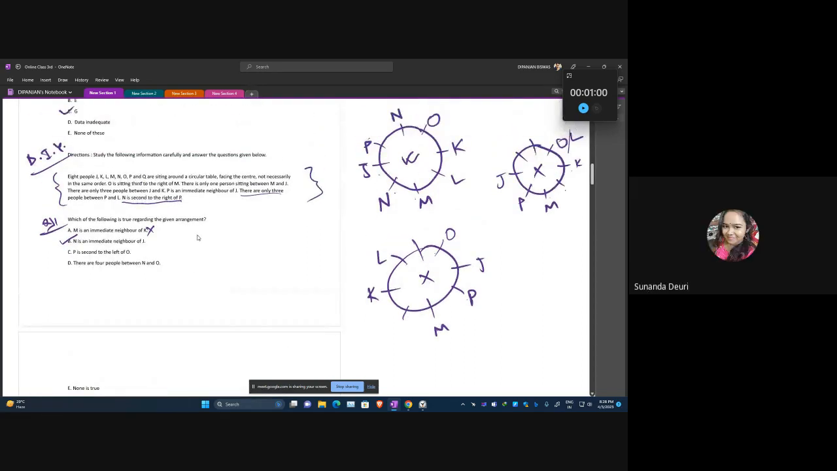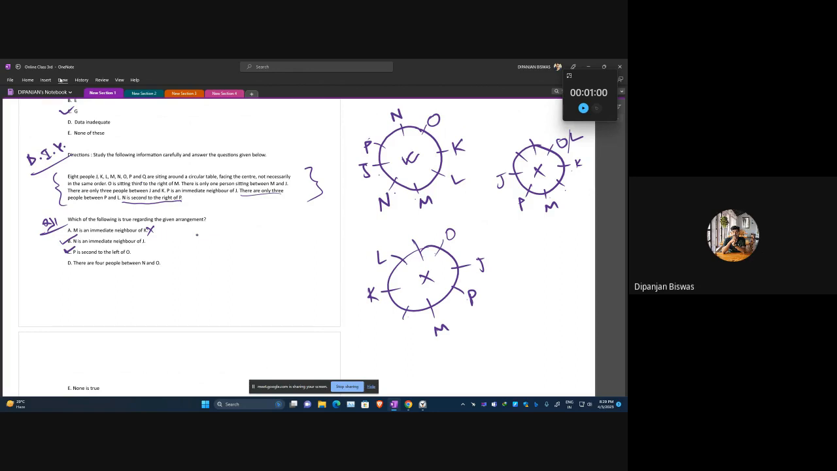Maybe option C is correct because you have written N 2 times. N is an immediate neighbor of J. You're saying option 3 is correct. C, yeah, P is second to the left of O. You have written N 2 times. Okay. So option C is also correct according to our arrangement. There are only 4 people between N and O. So the Q is not there.